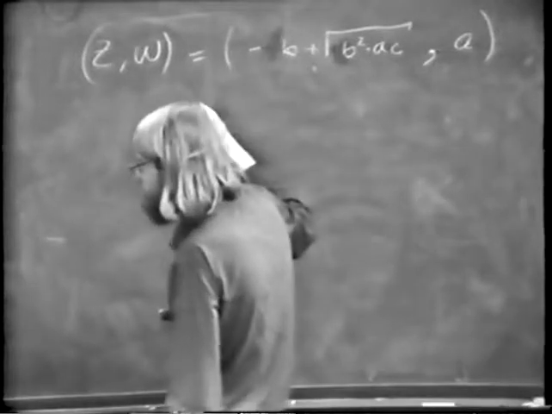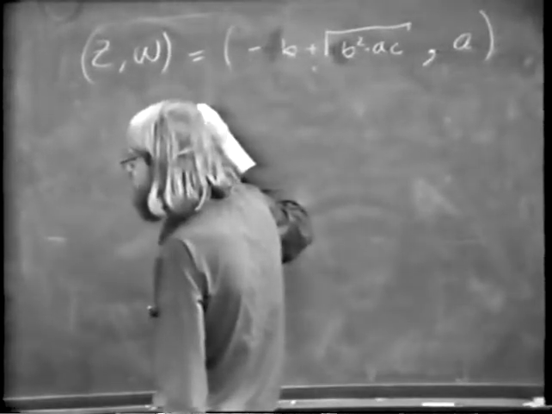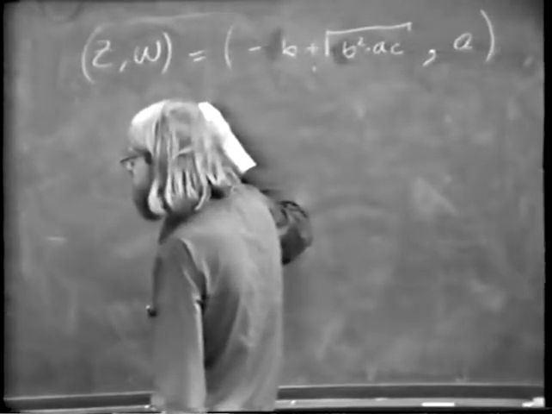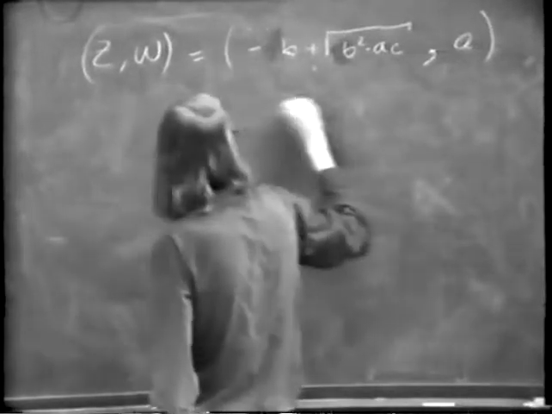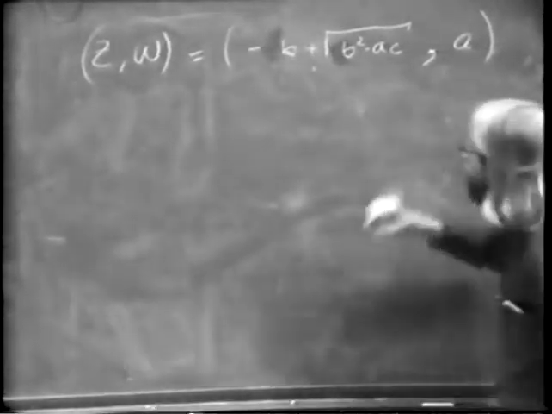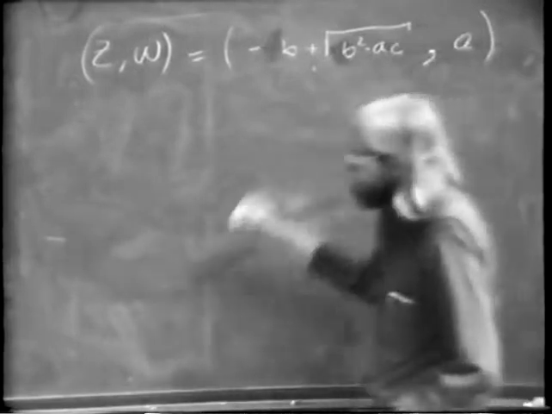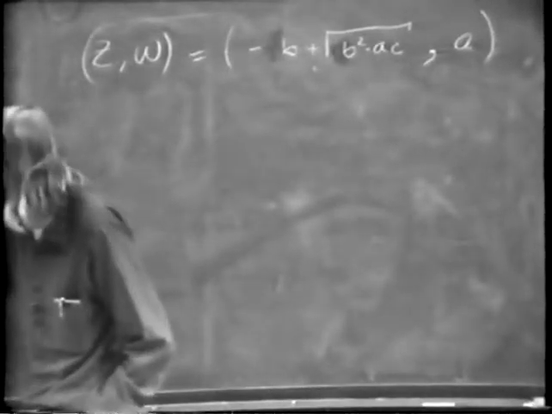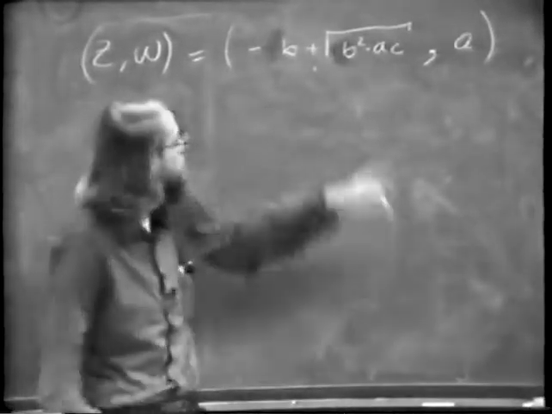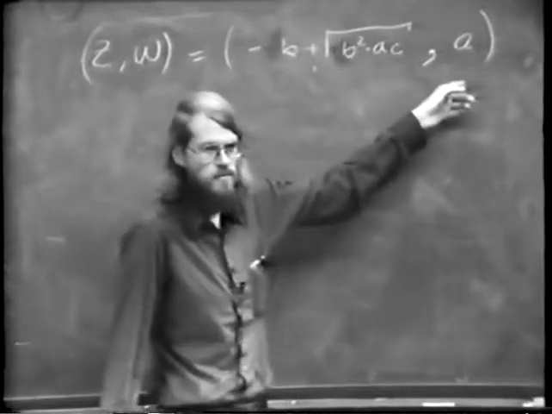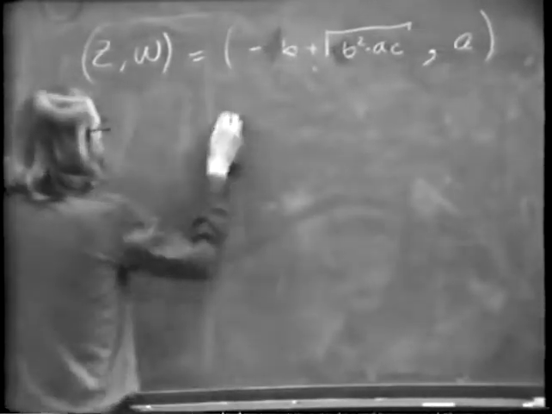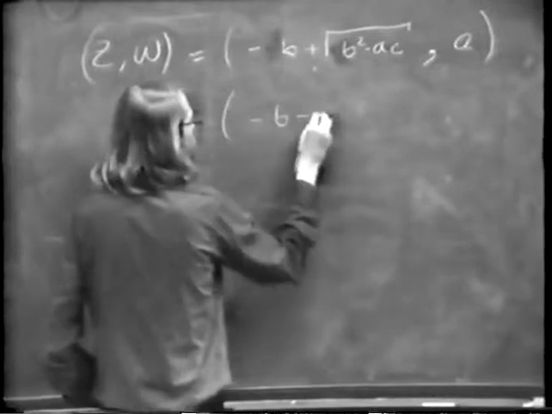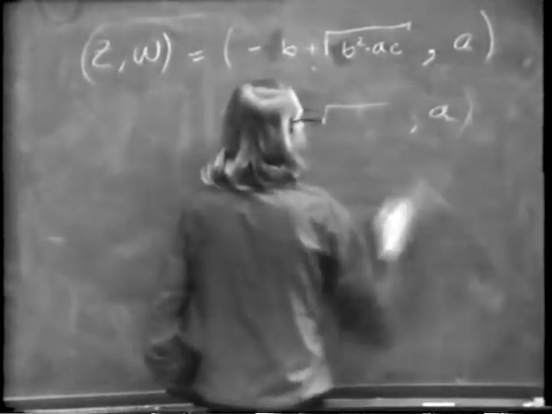Let me see if I get this right. This is one of the solutions. All I've done is not bother dividing by a directly, but I've just separated the top and the bottom into this thing here. And the other solution is minus b minus whatnot, comma a.